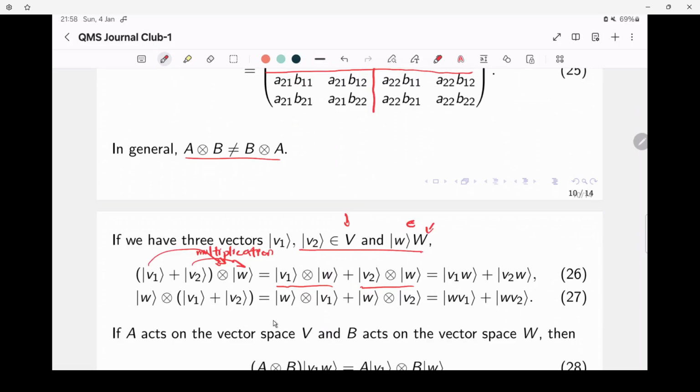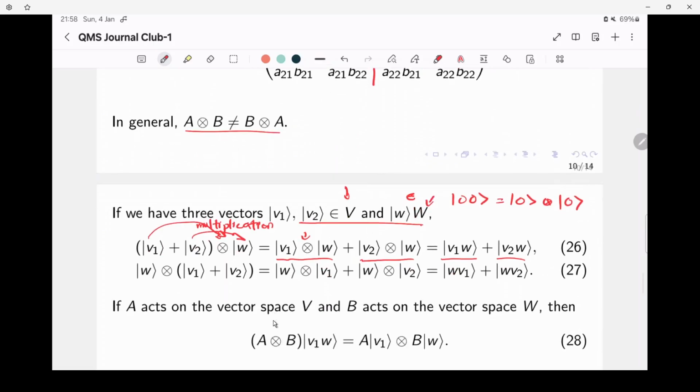For physicists, usually we try to skip this, so we just write something like this. So later on, when you see, let's say, 0, 0, when you see something like this, it actually means 0 tensor with 0. Similarly, if you have W tensor with V1 plus V2, then it's the same thing. Take it as a multiplication, and then you will get WV1, WV2.